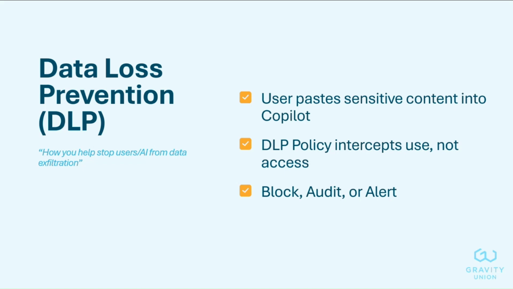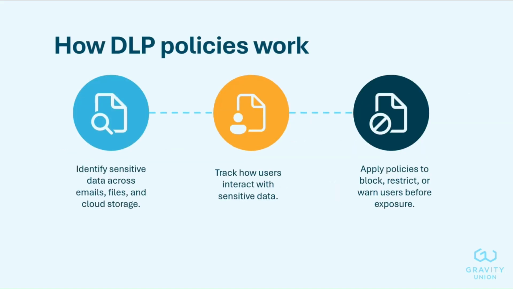So a common scenario for this, and organizations are rightly worried about this, is users using or pasting sensitive information into Copilot or an AI agent. Data loss prevention is definitely part of the toolkit to help get a handle on that.